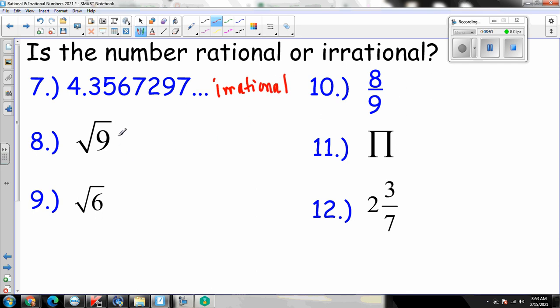Square root of 9 on number 8, square root of 9 equals 3. Since it equals 3, and 3 is the same as 3 over 1, it is rational. I can write it as a fraction, it's rational.